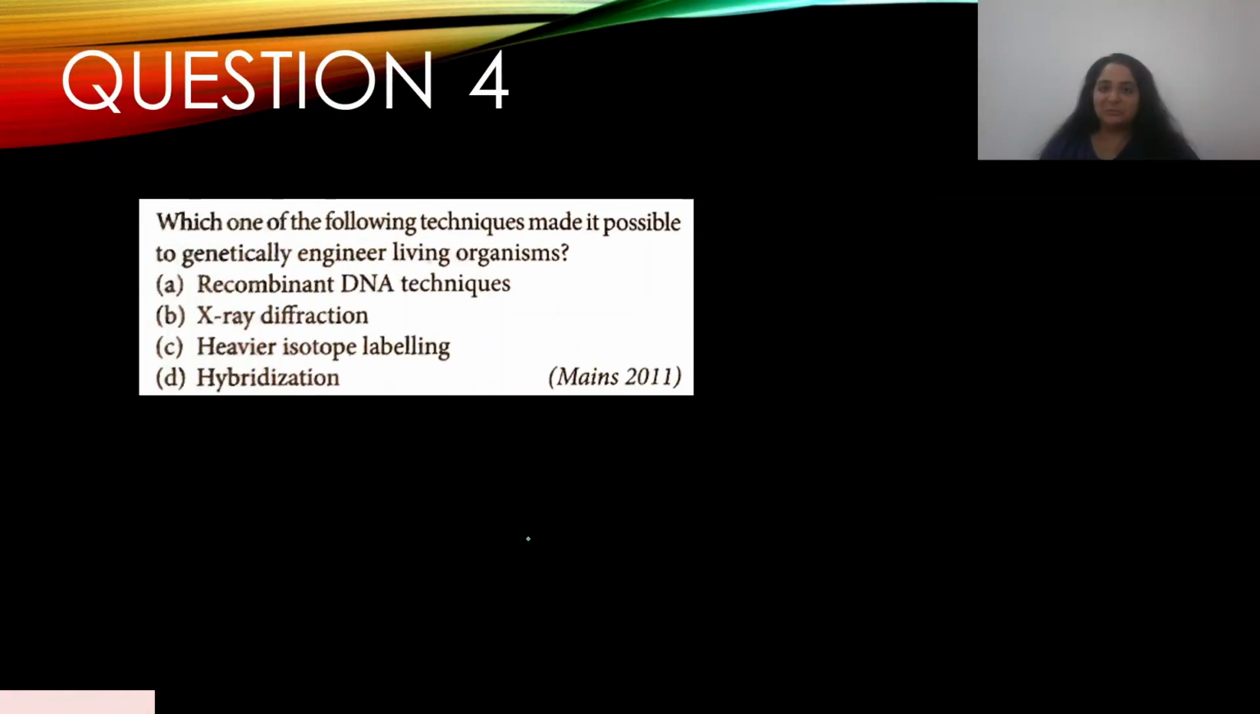Alright, so question number 4. Which one of the following techniques made it possible to genetically engineer living organisms? This appeared in their mains 2011. A. Recombinant DNA techniques. B. X-ray diffraction. C. Heavier isotope labeling. Or D. Hybridization. Okay, so clearly it is A. Recombinant DNA techniques. Alright, so the answer is A. Let's go to the discussion.